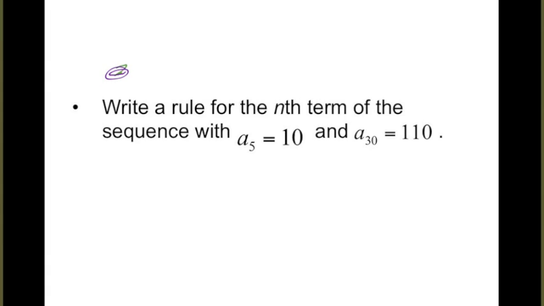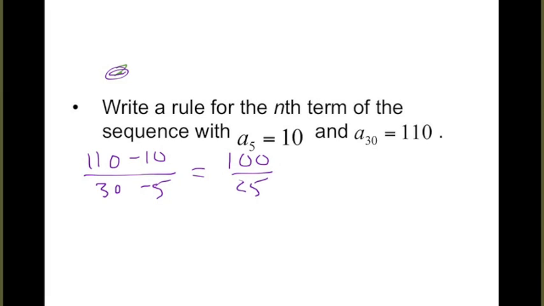So our first step is finding the common difference. So between these two terms, we went from 10 to 110. So we went 100 different. But since they're not right side by side, we have to think about how far apart are they. 30 minus 5, they're 25 terms apart. So if we changed by 100 over the course of 25 terms, each term must have been changing by 4. And that is our common difference.